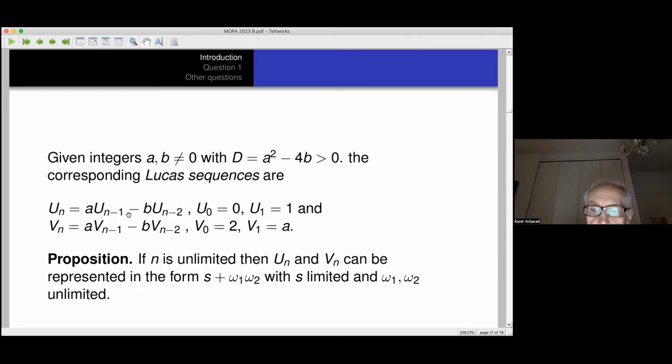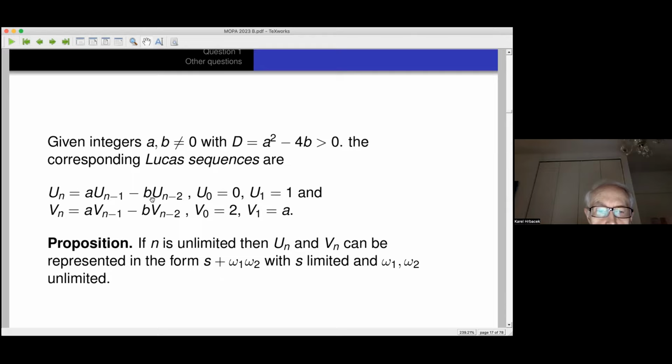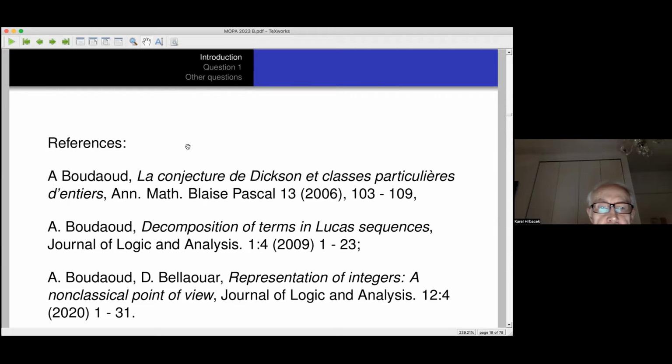So Bouzaoud proved in a 2006, I think, paper that if n is unlimited, then both of these sequences, u sub n and v sub n, can indeed be represented in this form. So again, I won't give a proof. It's quite involved. Here are some references. This is proved in the second paper, and the paper has 23 pages, so it's quite involved. The most recent published paper is this one, and you can find really dozens of results like this, positive results that a certain class of integers can be represented in this form.